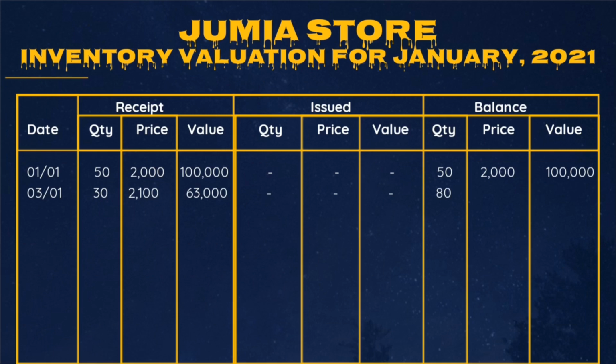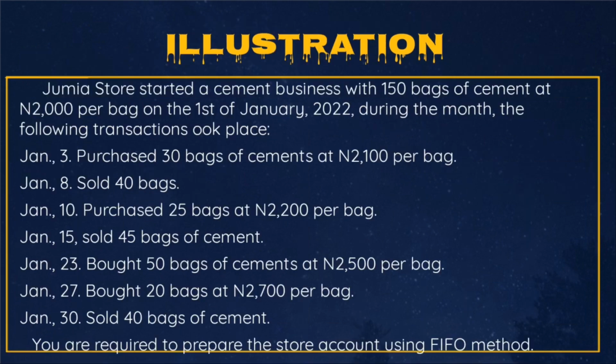So the price of the inventory in the store before is 2,000 naira. The one they are supplying now is 2,100 naira, which means the 80 bags contains inventory of 2,000 naira and 2,100 naira. That is 2k slash 2.1k. While the value will be 100,000 naira is the total amount value of the inventories in the store before. Now they are bringing additional 63,000 naira. 100,000 naira plus 63,000 naira, that will be 163,000 naira.